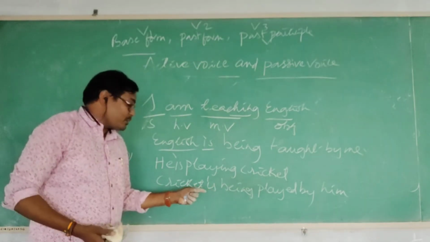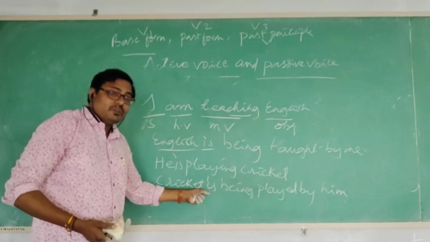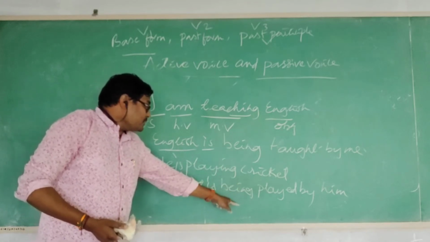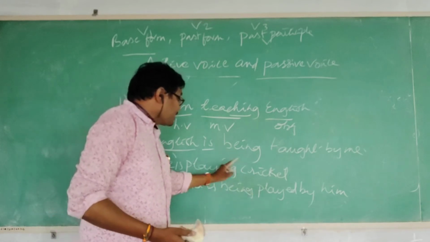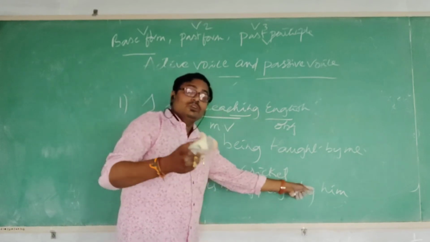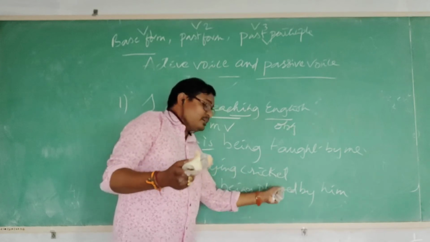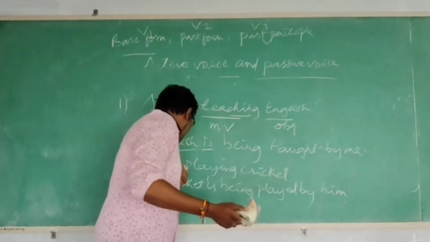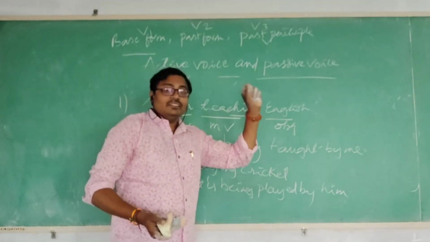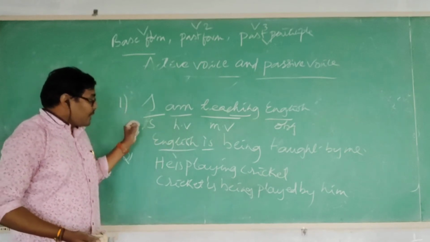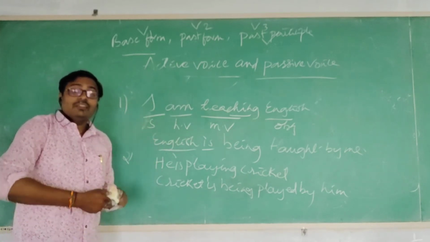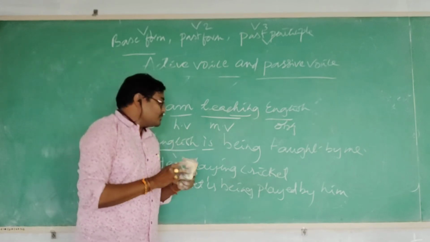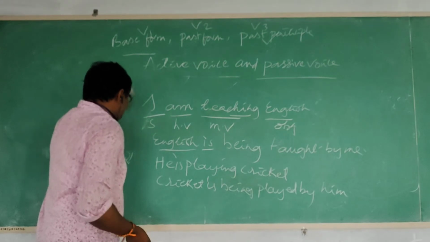We have to use the helping verb. Here, is is the helping verb. Since it is in ing form, we have to use being, and again, as per the 6 rules, play became played, and we have to use the preposition by, followed by the past participle, and he became him. This is the way we can convert an active voice into passive voice when the sentence is in present continuous tense. Now let us see another sentence.